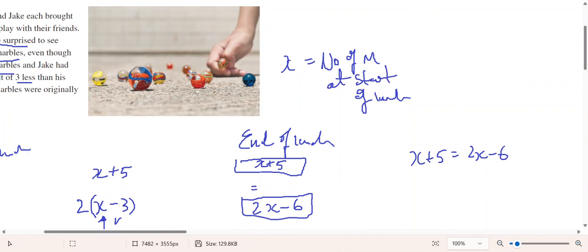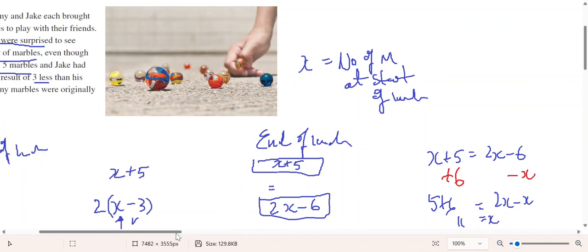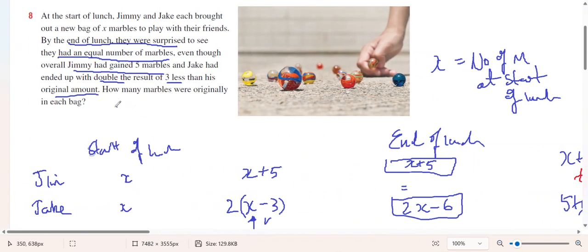I am going to put all my X's onto the right-hand side. So I'm going to minus X and I'm going to plus 6 by moving this X to the other side and minusing. So it'll give me 2X minus X and 5 plus 6, 11 equals X. Both of them had 11 marbles originally.